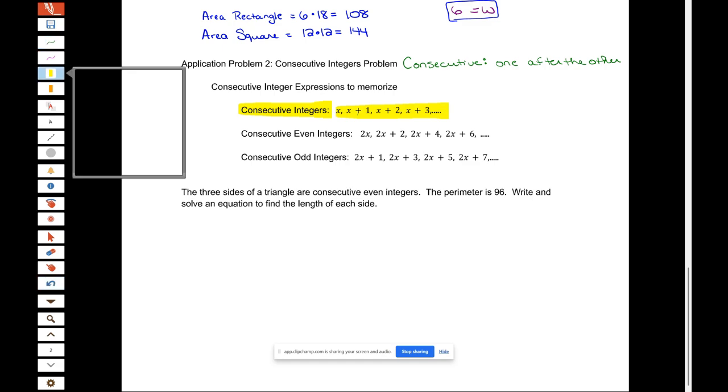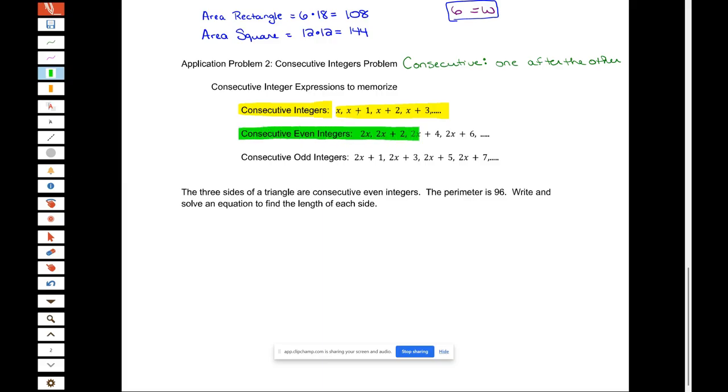The next kind is consecutive even integers. All right, let me run through the explanation on those. Every even integer can be divided by 2. Every even integer is a multiple of 2. So every even integer can be represented as 2 times a number. So the first even integer is 2x.